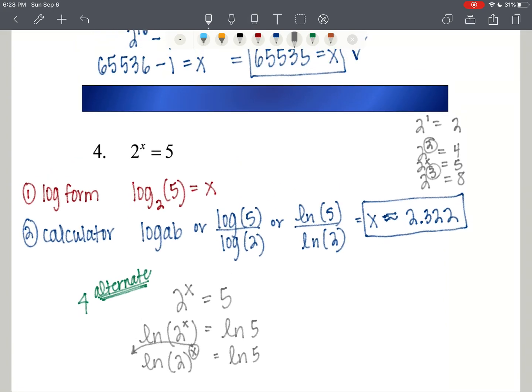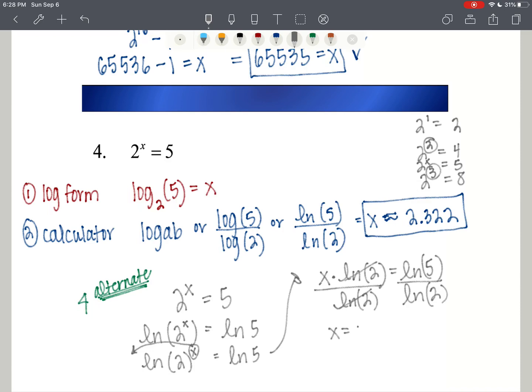Let me move this over here. We're going to get x out front times the natural log of 2 equals the natural log of 5. And then the natural log of 2 is just some number, so we'll divide both sides by the natural log of 2. And look at that. You get x equals the natural log of 5 over the natural log of 2. And you put that into your calculator. Hooray.